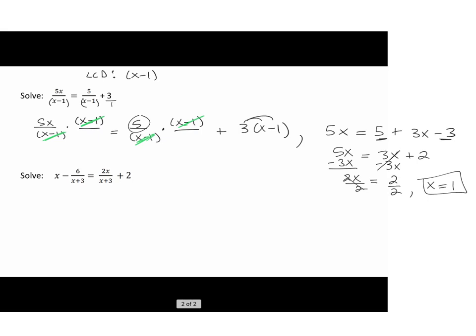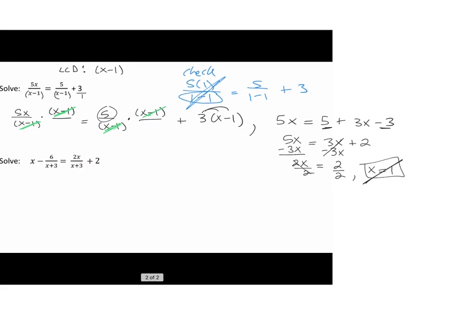Let's go back to the equation and check that. Let's check 5 times 1 for x over 1 minus 1 equals 5 over 1 minus 1 plus 3. And here's the problem: 1 minus 1 is 0. You're going to be dividing by 0, and that is not good. So do you know what that means? That means 1 cannot be a solution to this equation. It does not make this a true statement. It makes these parts undefined. So that means that this is not a solution.